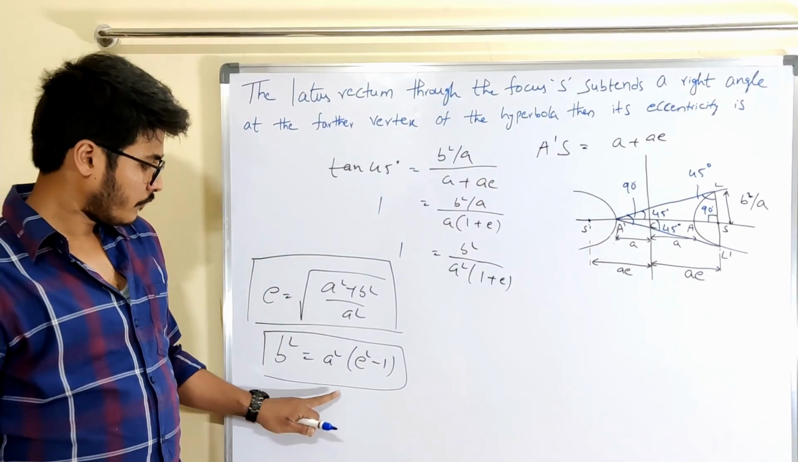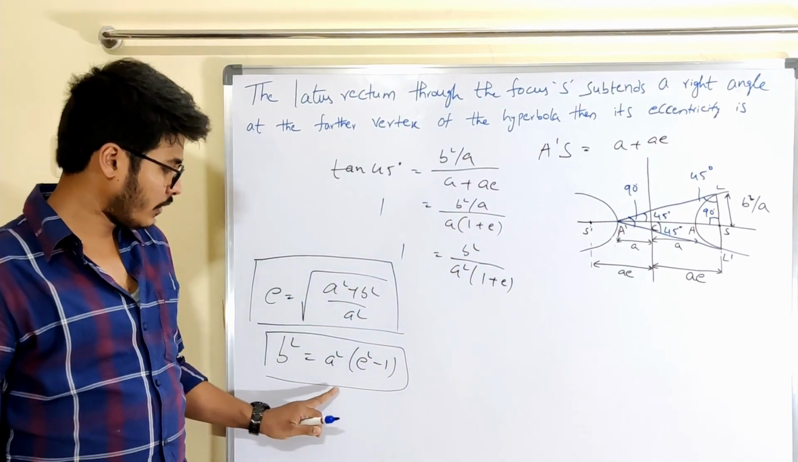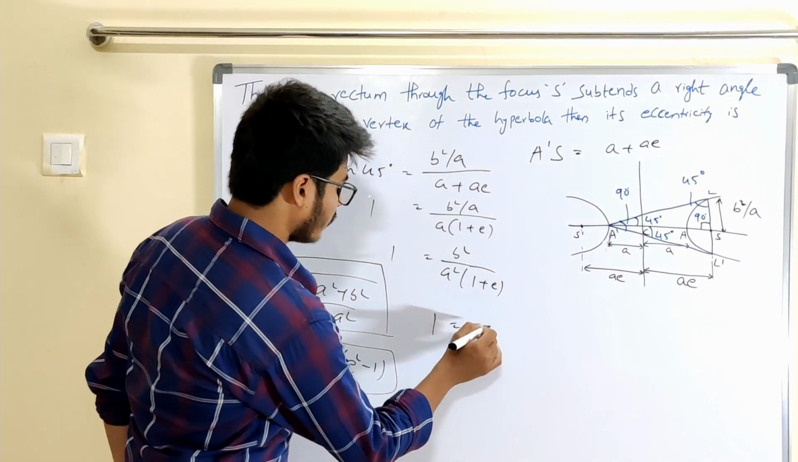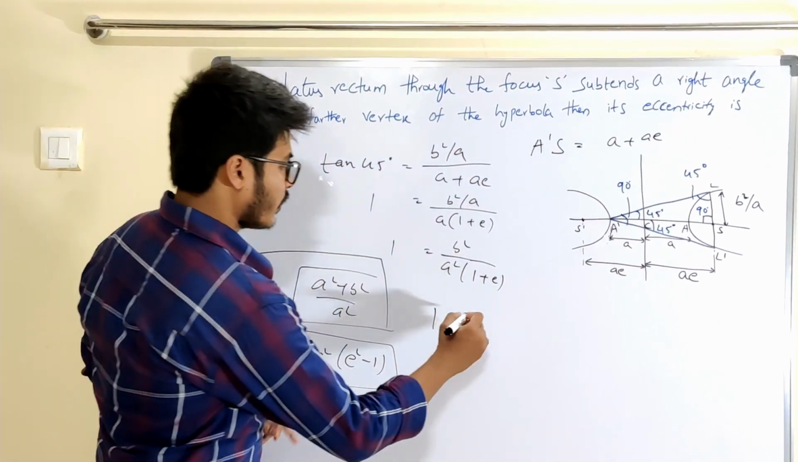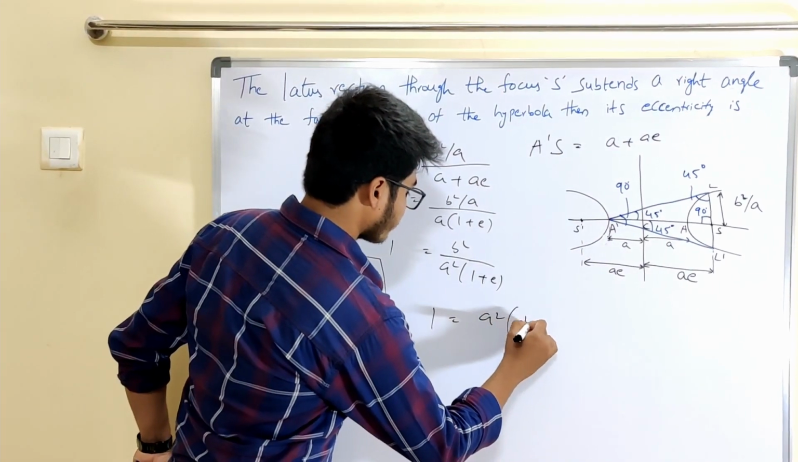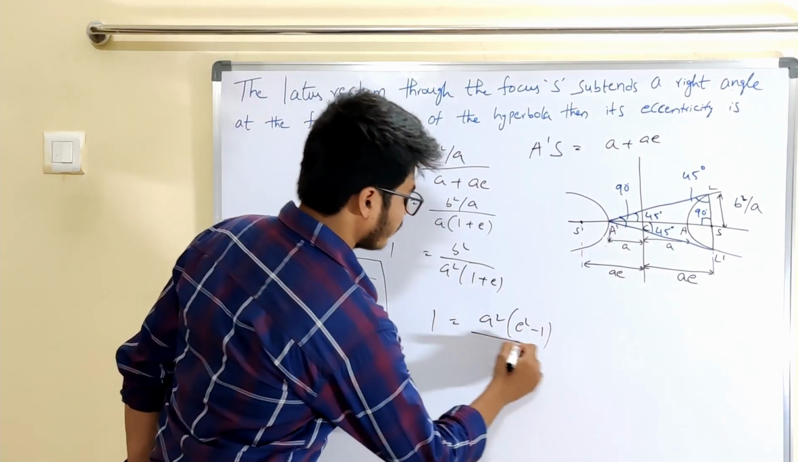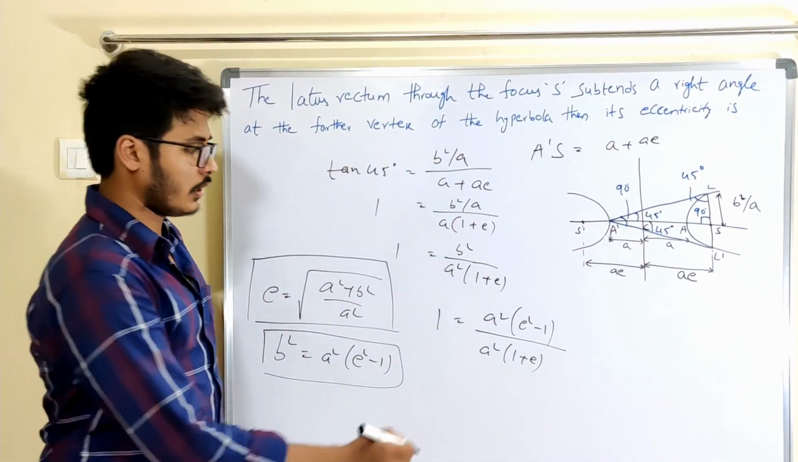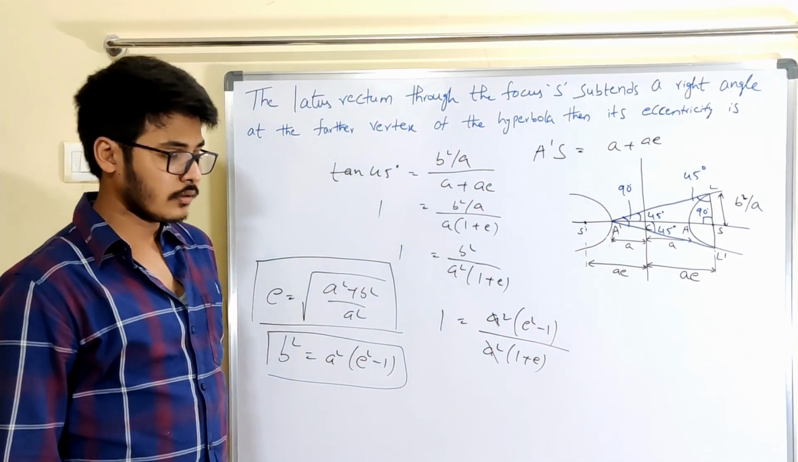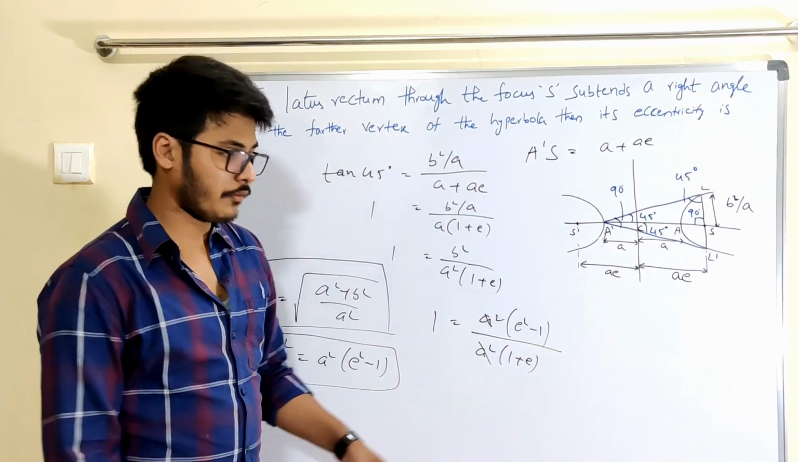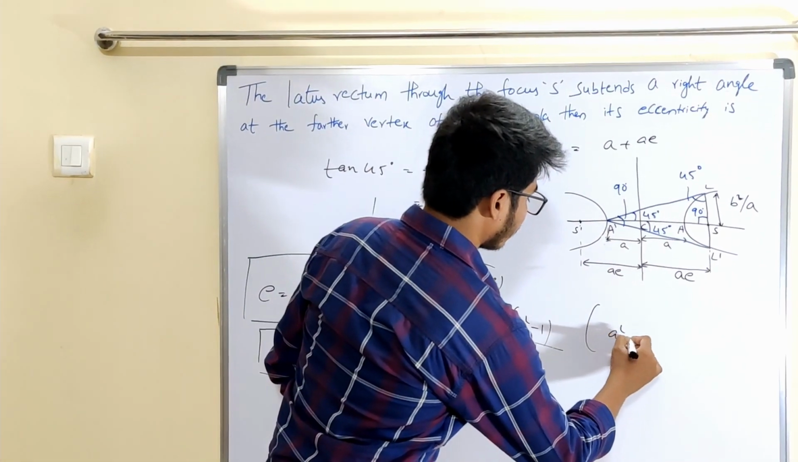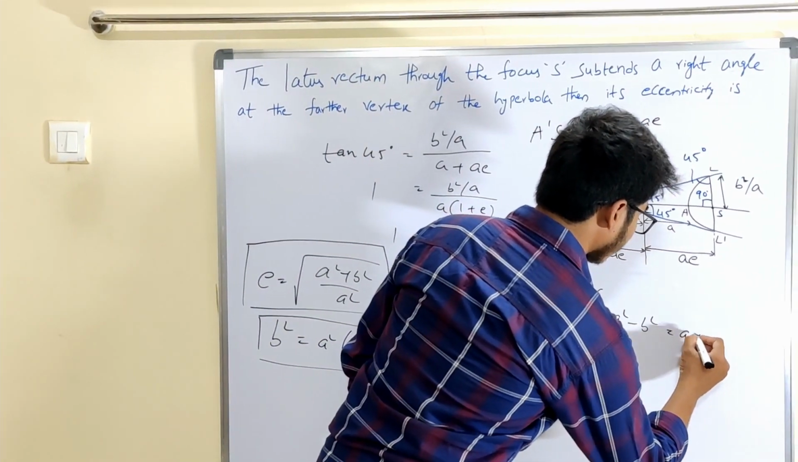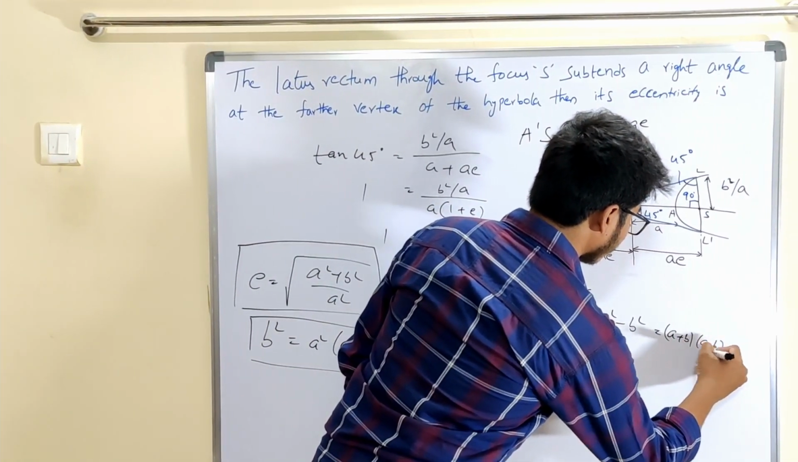Now we place b square as a square into e square minus 1 in this equation. So 1 is equal to, b square is a square into e square minus 1 divided by a square into 1 plus e. Here a square and a square will get cancelled out. So here it is in the form of a square minus b square. It can be written as a plus b into a minus b.